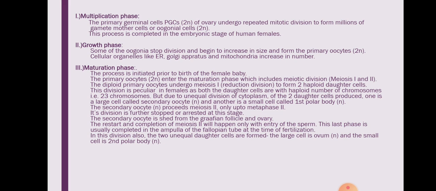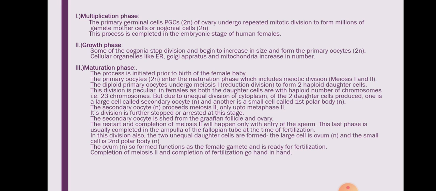In this division also, two unequal daughter cells are formed. The secondary oocyte arrested at metaphase 2 is fertilized by a sperm, and again two unequal daughter cells are formed. The larger cell is the ovum, which is haploid, and the smaller is the second polar body. The ovum functions as the female gamete and is ready for fertilization. Completion of meiosis 2 and completion of fertilization go hand in hand.